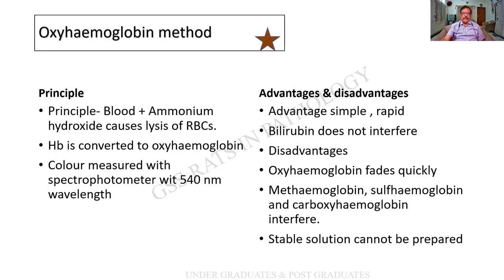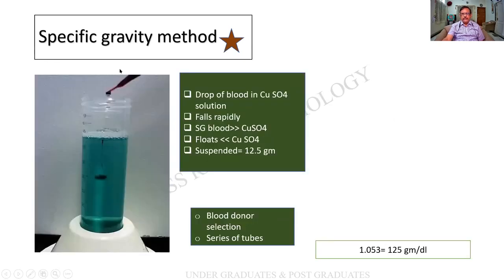The oxyhemoglobin method, this is the principle. We had mentioned it earlier. And what are the advantages? Rapid and simple. The bilirubin does not interfere. The disadvantages: the oxyhemoglobin fades quickly. Methemoglobin, sulfhemoglobin, and carboxyhemoglobin might interfere with the values. And a stable solution cannot be prepared. Not very much important, but it is better that we know it.